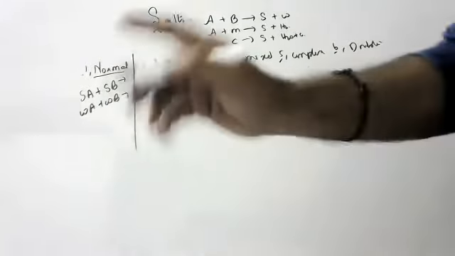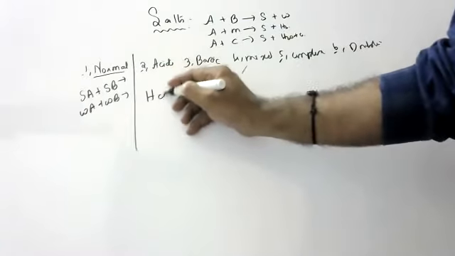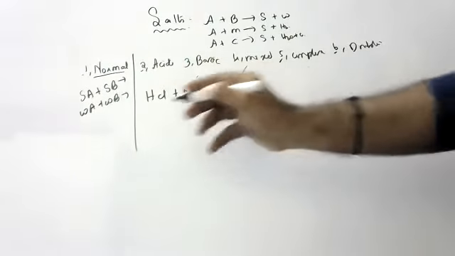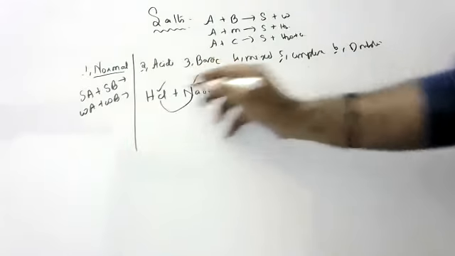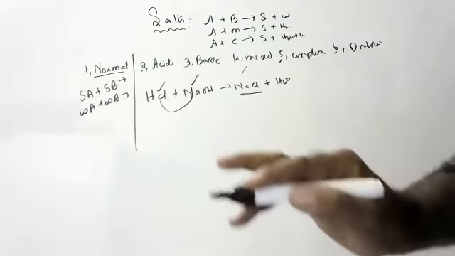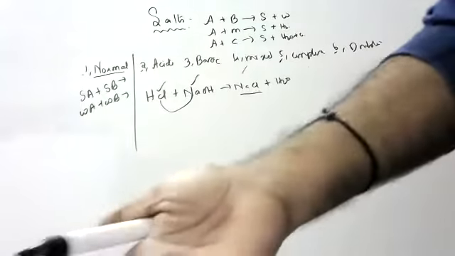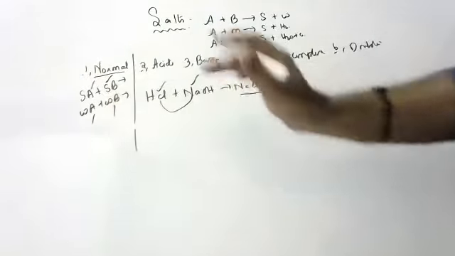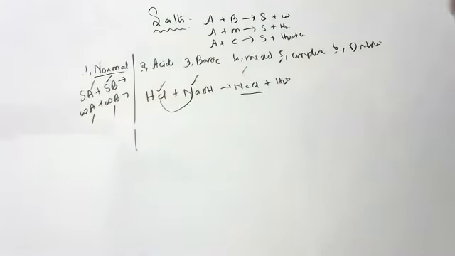One example: strong acid like HCl, strong base like NaOH. Both are strong, so this plus this gives the salt NaCl and water. This is called a normal salt. Some people will say neutral also. No. Neutral or normal means it is formed from a strong acid and strong base, or a weak acid and weak base. It is called a normal salt. This is very easy to understand.